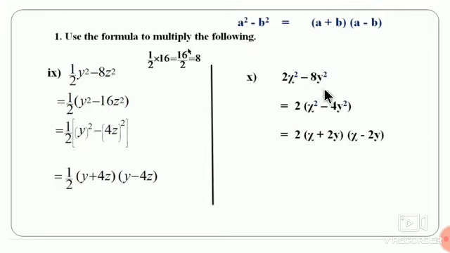Then the last example, 2x square minus 8y square. Here 2 we can take as common because 2 is not a square number. So 2 as common, what will remain for the first term? X square minus, 2 4s are 8, so 4 will come here, y square. Now from the first term x, from the other term y, write the square roots: x plus 2y, x minus 2y, and this common 2 as it is. Here we complete the lesson.